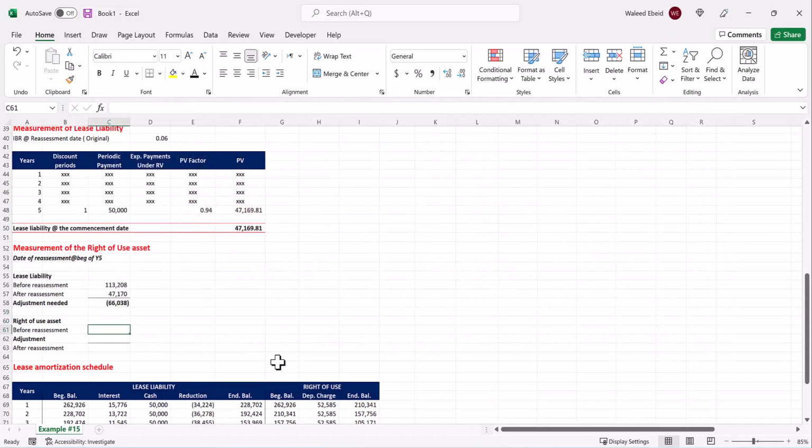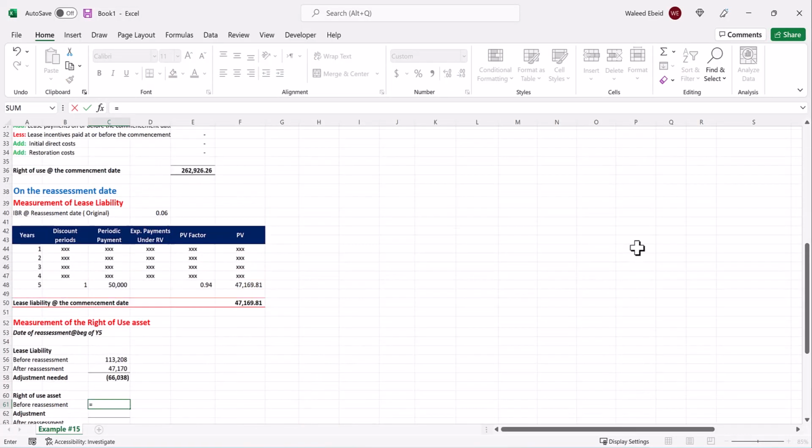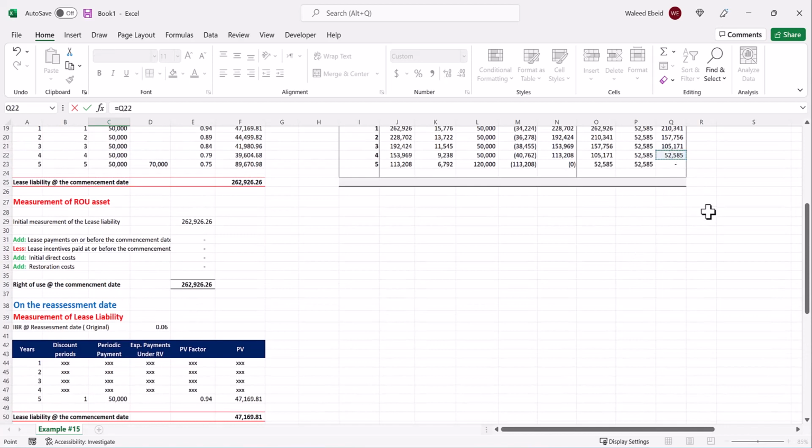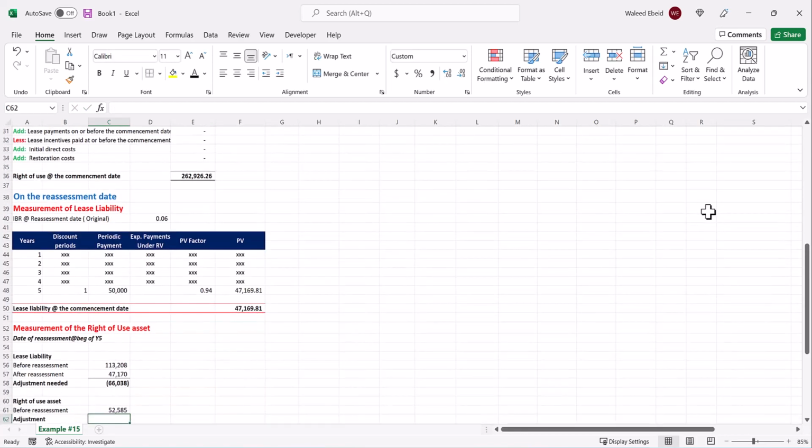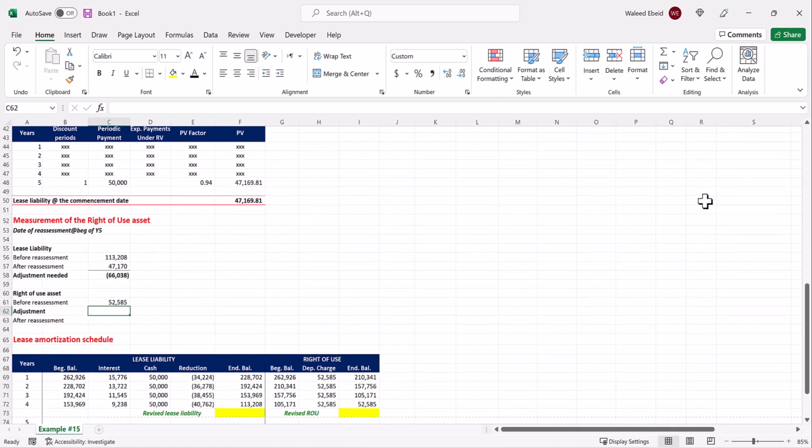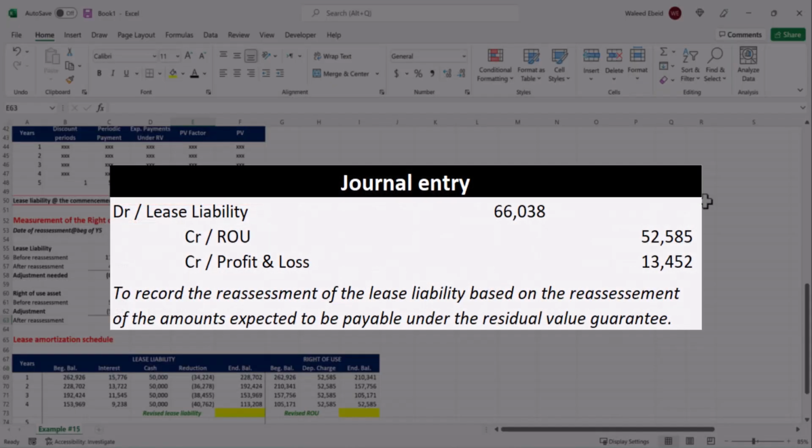So, this is the carrying amount of the right-of-use asset at the end of year 4 just before the reassessment date. And this is the figure for the required adjustment. And since that adjustment is greater than the carrying amount of the right-of-use asset, we will reduce the carrying amount of the right-of-use asset to 0. And the remaining amount of the adjustment shall be credited to the profit and loss. And this is the journal entry to reflect the adjustment.